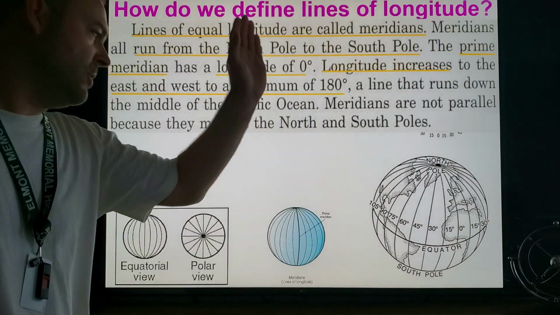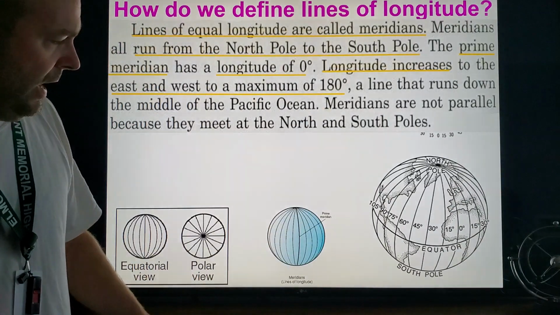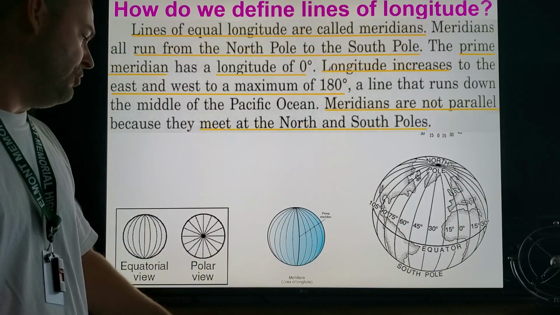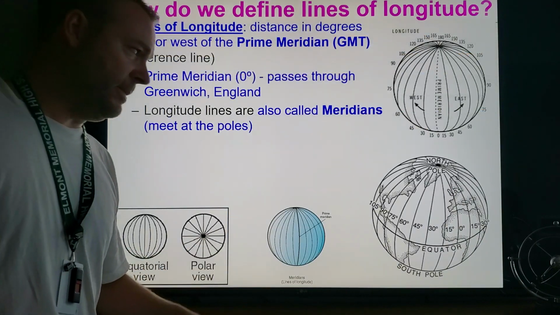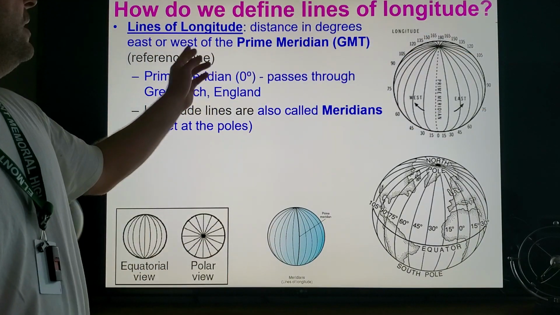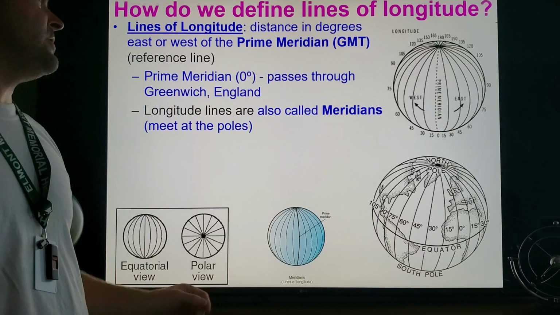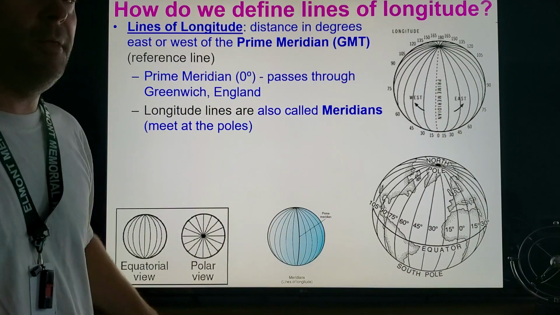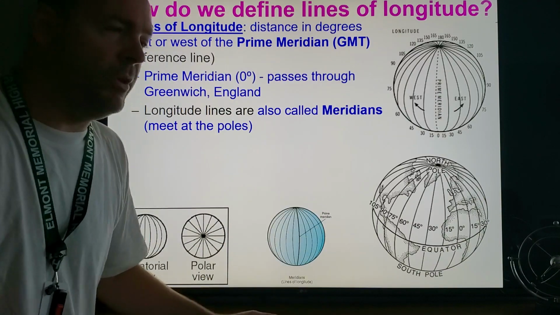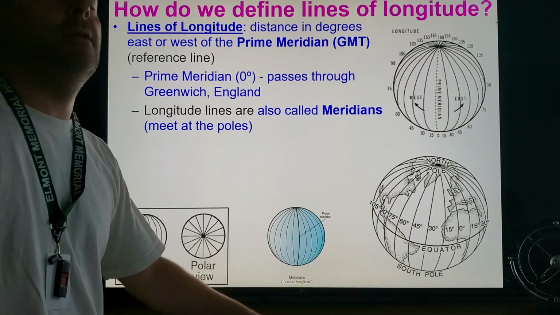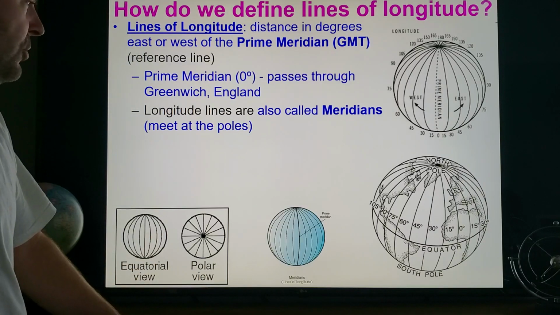Now these lines are going this way, of course. They're not parallel. They converge at the poles, right? There's a polar view. They actually touch at the poles. So there it is. They measure east to west. We draw them, however, north to south. Their nickname is meridians, and of course the prime meridian is the main reference line for lines of longitude.